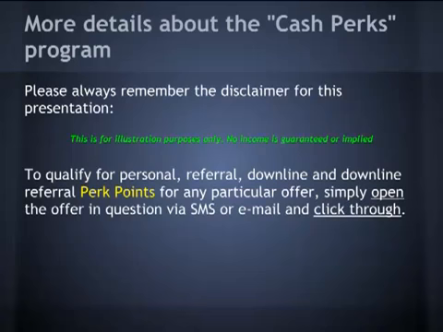And to qualify for personal and then referral, downline and downline referral perk points, those 4 separate things, to qualify for any of those perk points for any particular offer, all you have to do is open the offer in question via SMS or email and click through. So every time you get an offer, if you want to earn perk points on it, you make 5 for opening it, and then all of the other possibilities are there for you as well, just for opening that offer and clicking through. You have to click through and see the offer.